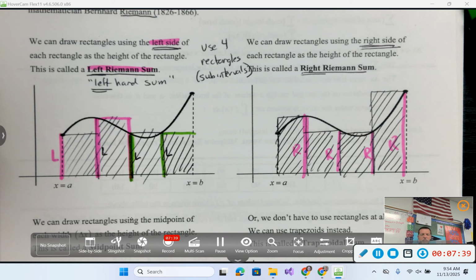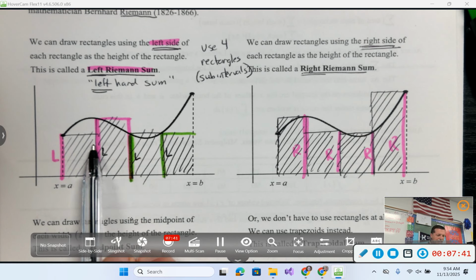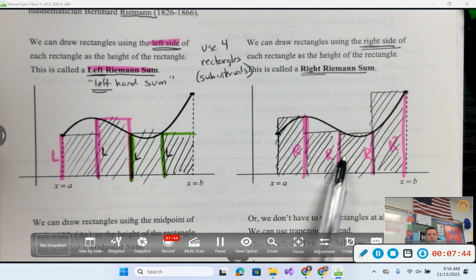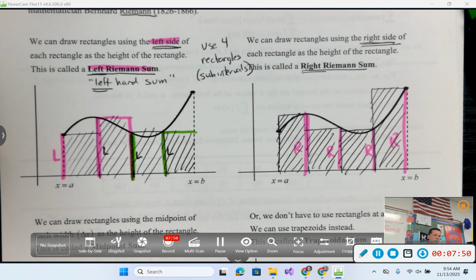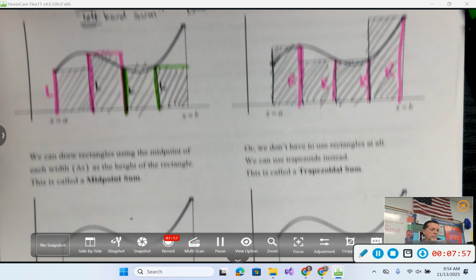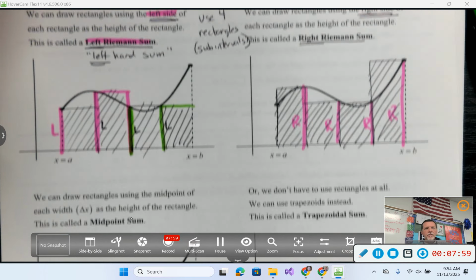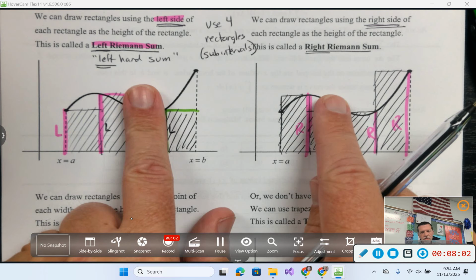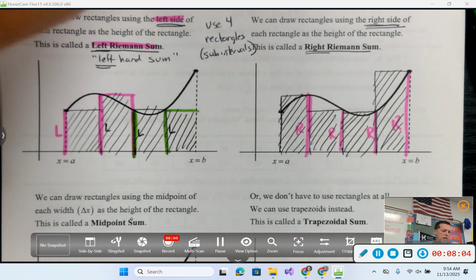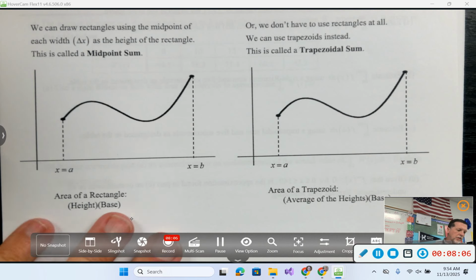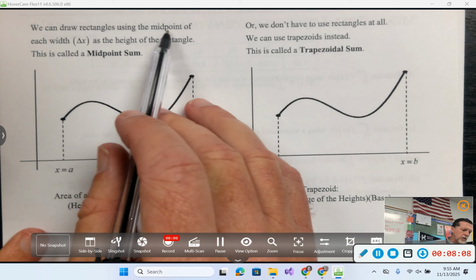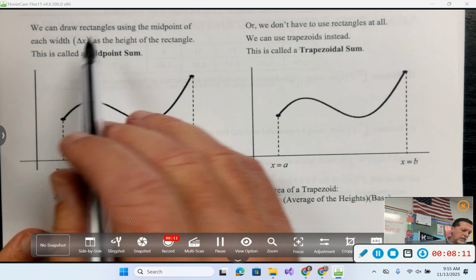Making rectangles either with the left-hand heights or with the right-hand heights. Question on that? See how to use that in a minute. All right. Those are the 2 most common ones, either from the left or from the right. A little less common, but you still need to know them. We could draw rectangles using the midpoint of each delta x.